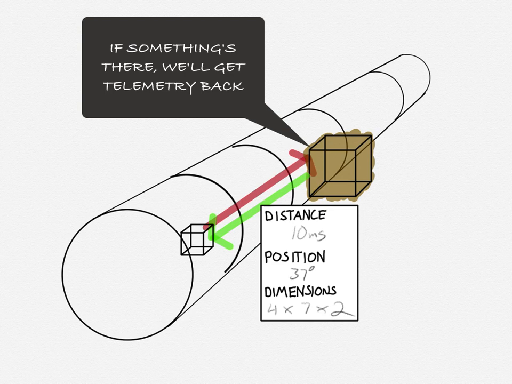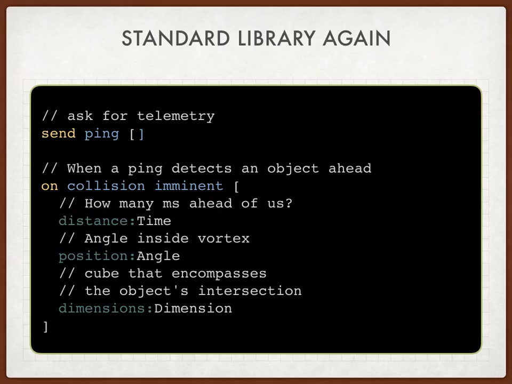So if we can receive this telemetry, we can then take some action, right? Ping is in the standard library. We can send that whenever we like. Ping will trigger an event called collision imminent. And you can see the parameters here that are given to you when this gets triggered.